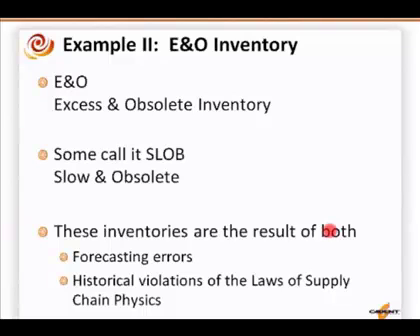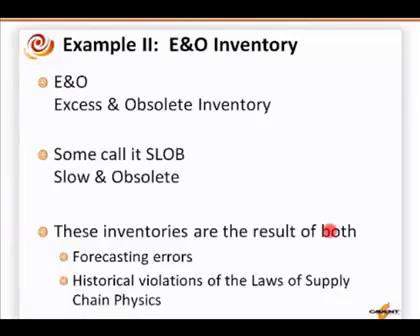Okay, example two, E&O inventory. E&O is the general industry term for excess and obsolete inventory. Excess is the inventory that you're still selling the product, but you have way too much of it. The threshold there is usually 3 months of supply, forward-looking, you say it's excess inventory. Obsolete inventory means I've got this inventory, we don't even sell the SKU anymore, it's just sitting there, there's no hope of selling it unless we do something special.